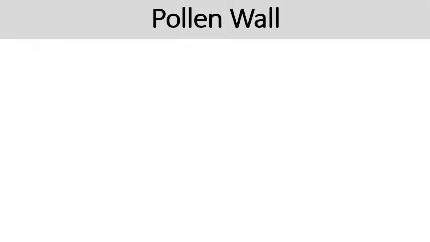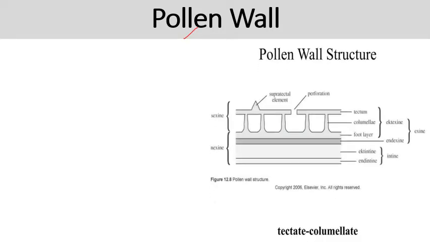Next comes pollen wall. So pollen wall consists of two layers. अगर हम pollen wall के structure की बात करते हैं, it consists of two layers. One is the outer layer that is known as exine. Second one is the inner layer which is known as intine or also known as endospore. If we talk about this intine, it is made up of pectocellulosic substances.